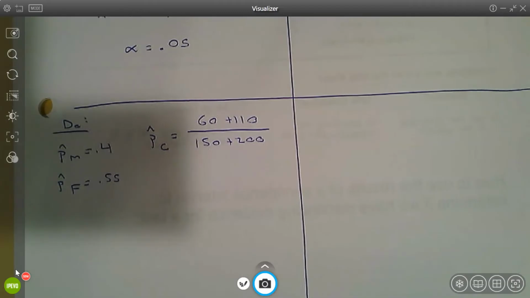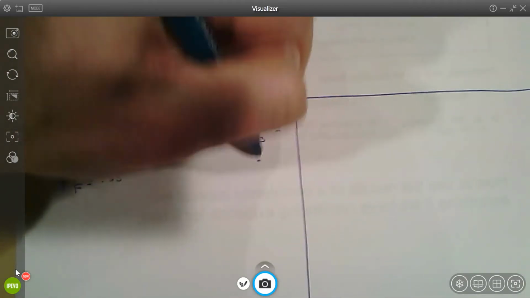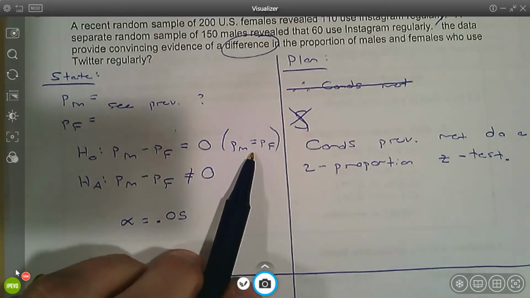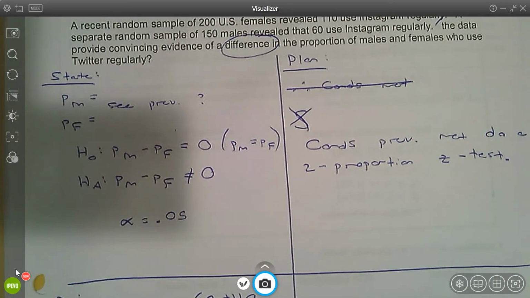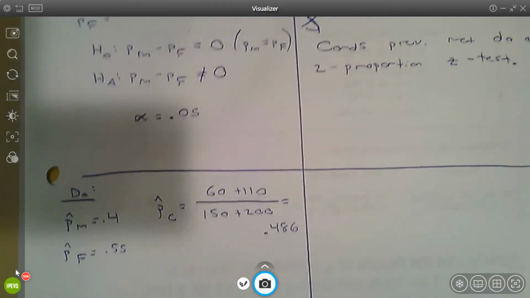Okay, so this gives me what's called a pooled or combined estimate. So this ends up being 0.486. So overall, about 49% of the 2 samples use Instagram regularly. We only do this for a 2 proportion Z test, not a 2 proportion Z interval, because for the interval, we're not assuming that the proportions are equal. Here we have to get that common estimate because we're assuming they're the same. So here's what I know.